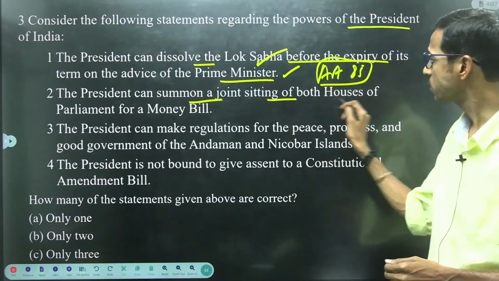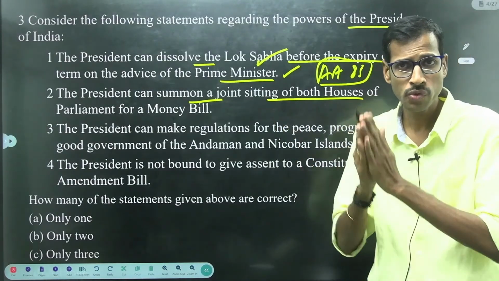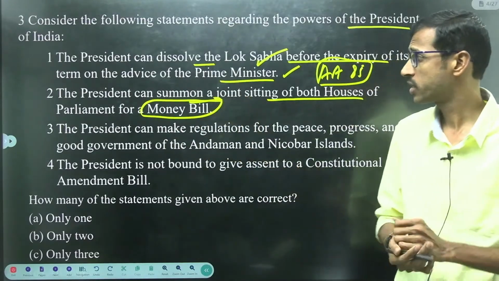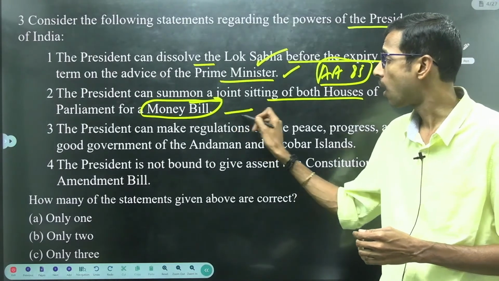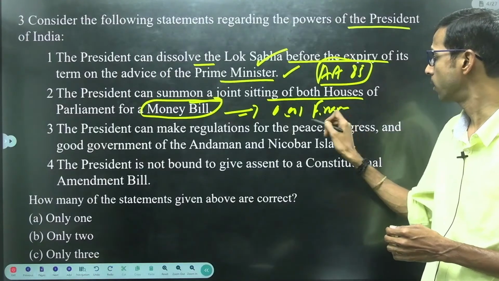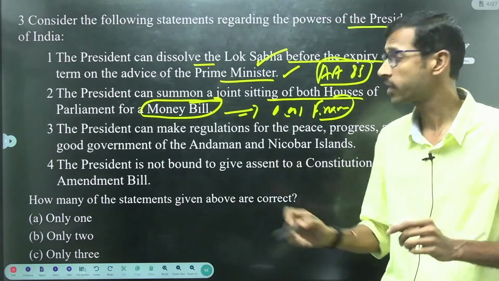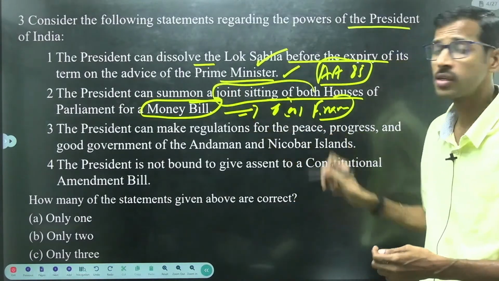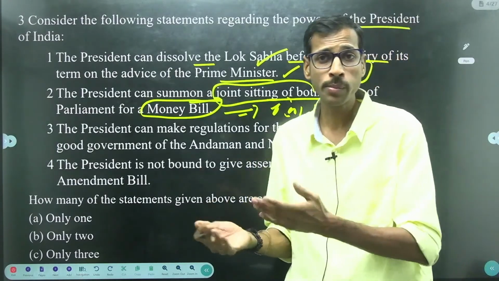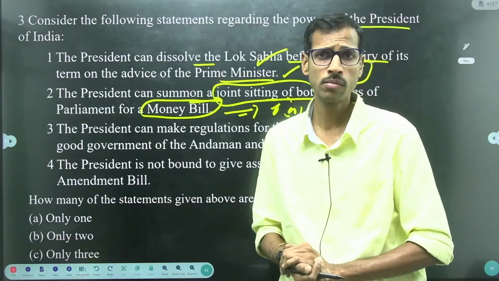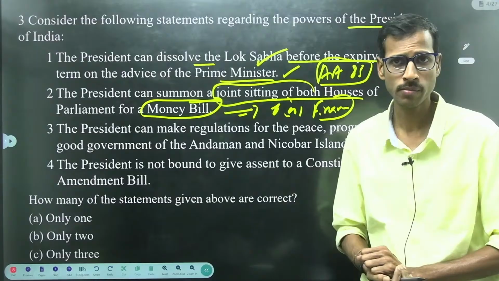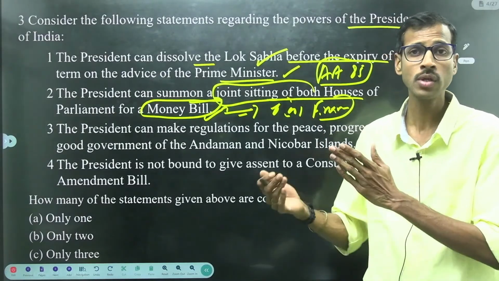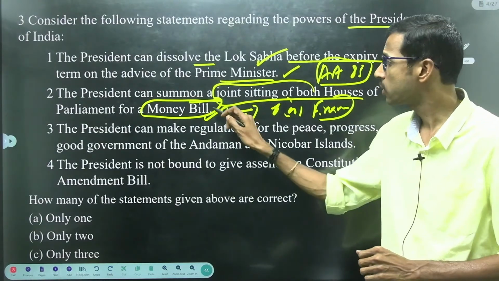The President can summon a joint sitting of both houses of Parliament for a money bill. Whenever we are talking about a money bill, there are certain restrictions, right? So here, not for a money bill. The President can summon a joint sitting of both houses of Parliament for an ordinary bill, or it can be a financial bill, right? But the President cannot summon a joint sitting of both houses for a money bill. What is the need for a joint sitting? Whenever there is any deadlock or conflict regarding any bill between both houses, then the President can summon this joint meeting, right? But coming to the money bill, there is no need for any conflict, right? Why? Because so many powers are under the Lok Sabha only, right? So this is completely wrong, right?